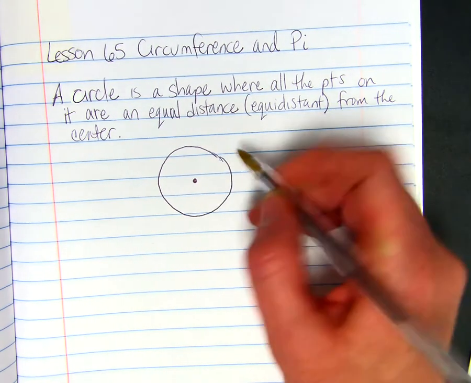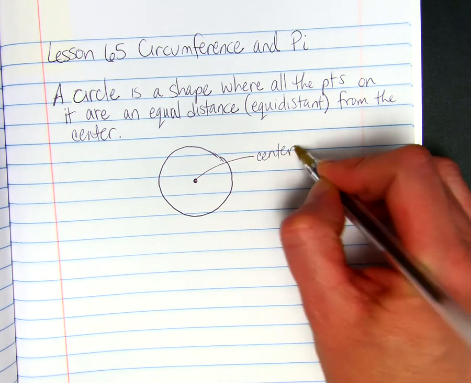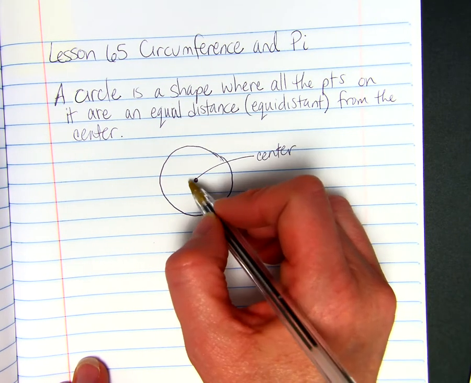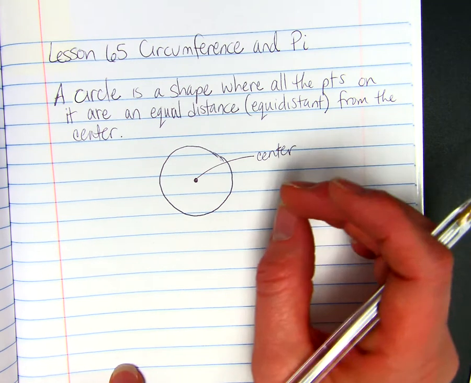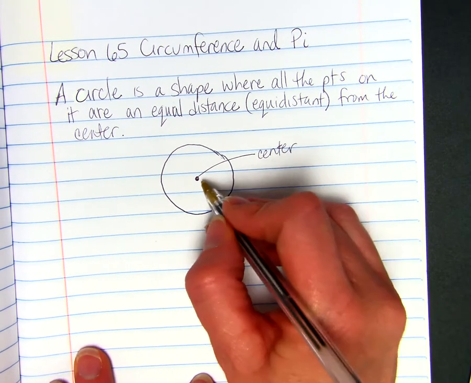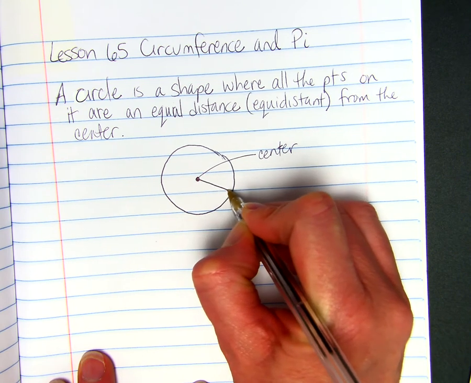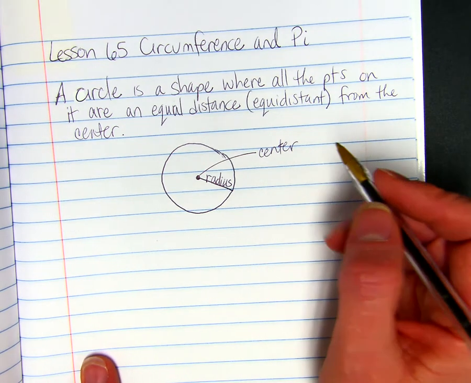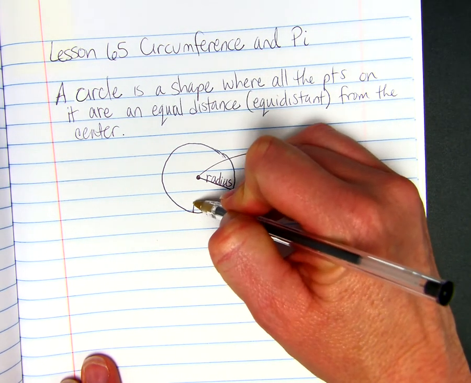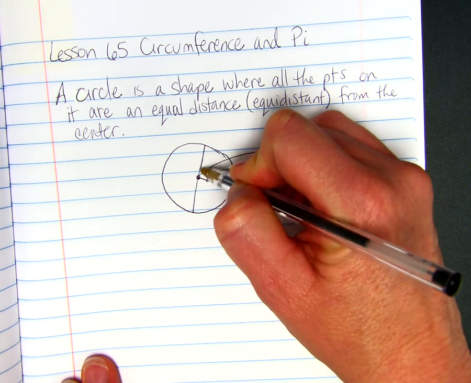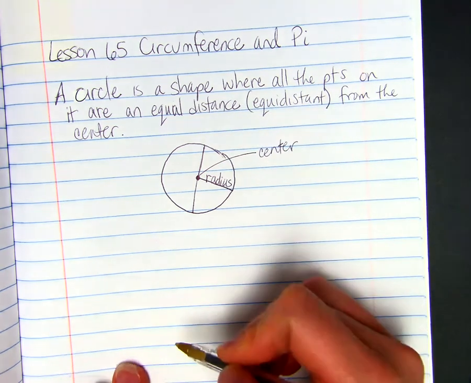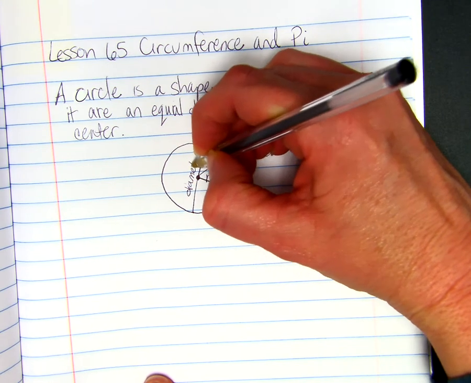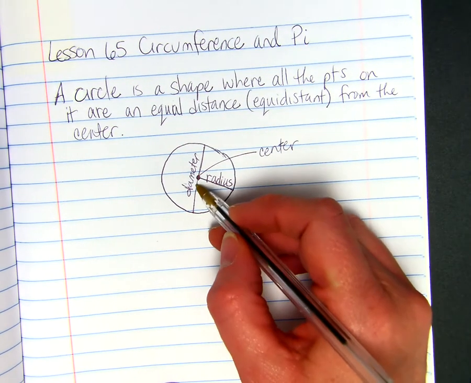Pretty good. Okay, the center point is found right in the middle of the circle. And every point on the circle is the same distance away from that center. So from the center to the circle is a distance, and we call that distance the radius. If we were to go straight through the circle, through the center and to the other side, that length is 2 radii, and it's called the diameter. And it's made up of 2 radii.